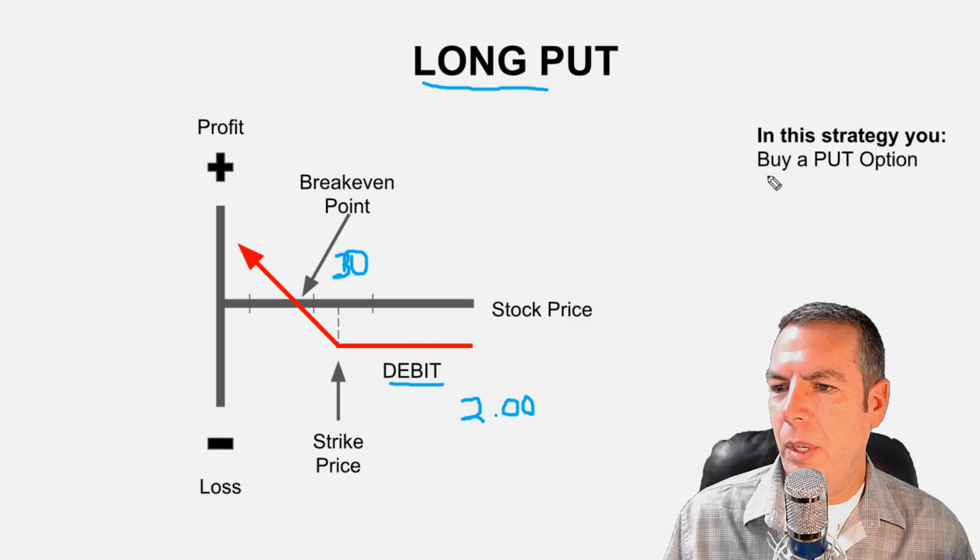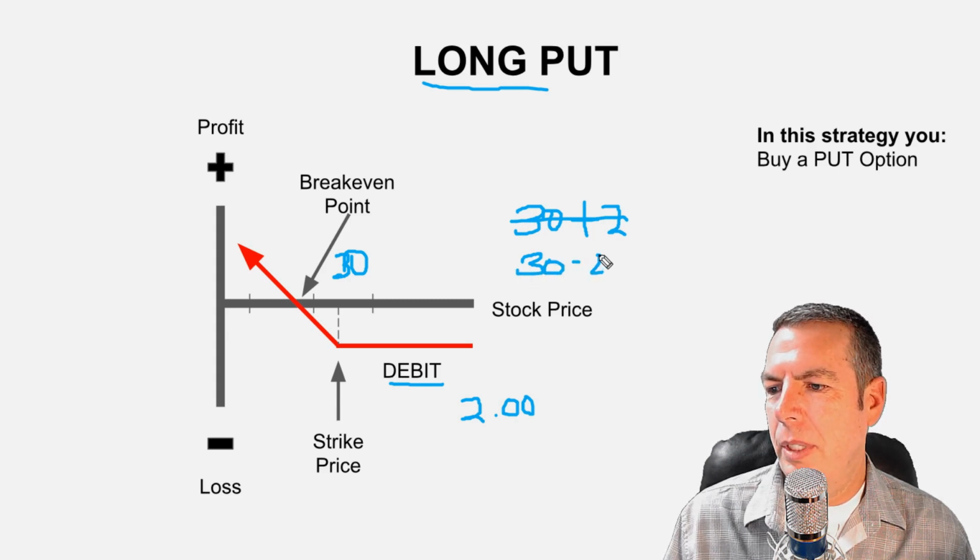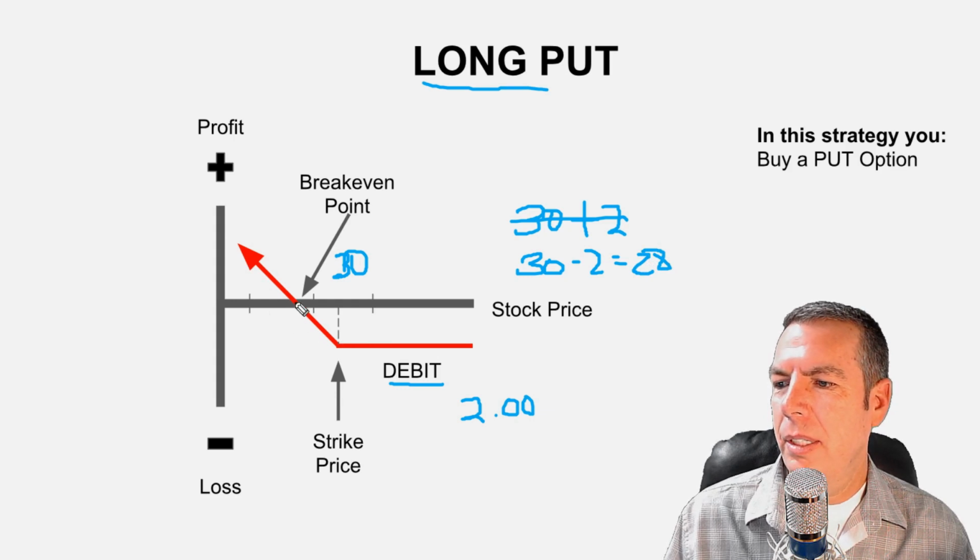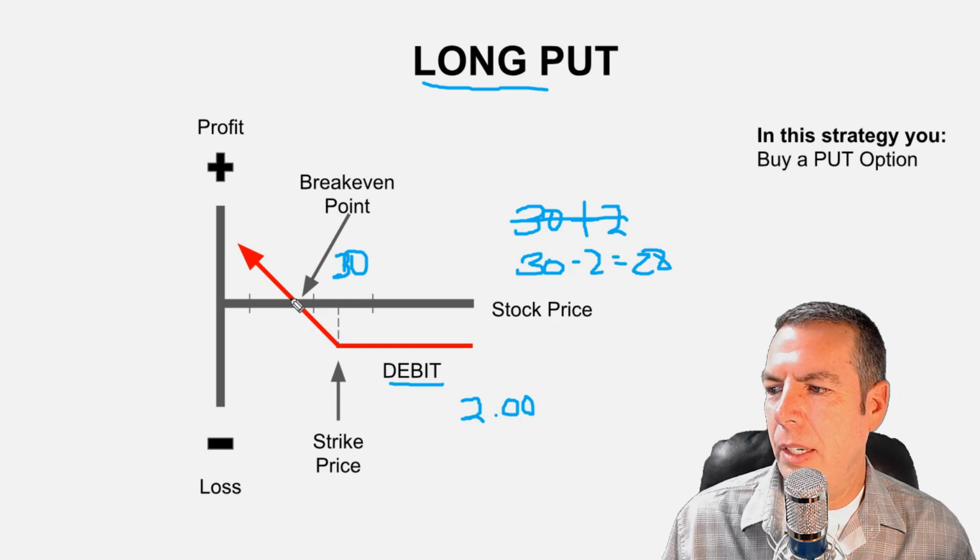In this situation, to find our break-even point, we take that $30 put, and we paid $2 for that put, so in this case we would subtract our $2, which would give us a break-even point of $28 on this trade. The stock would have to move down, in this case $2 down to that $28 mark, in order for us to break even on this trade.